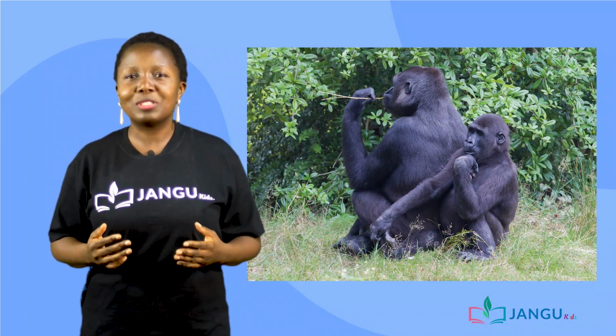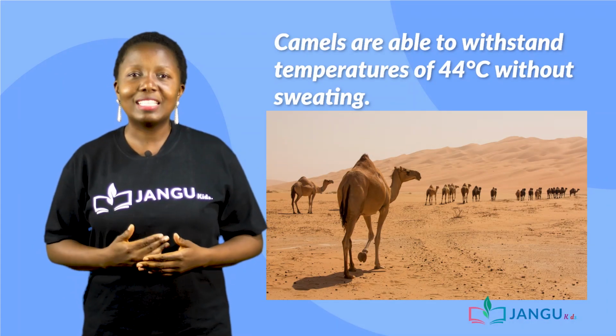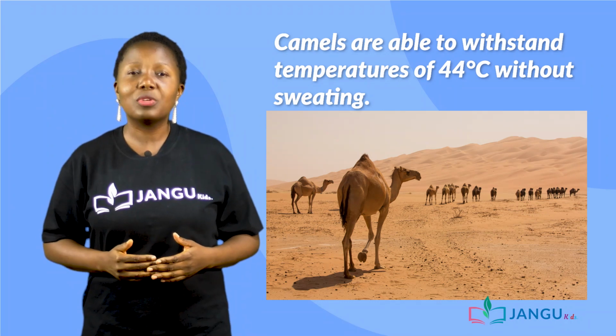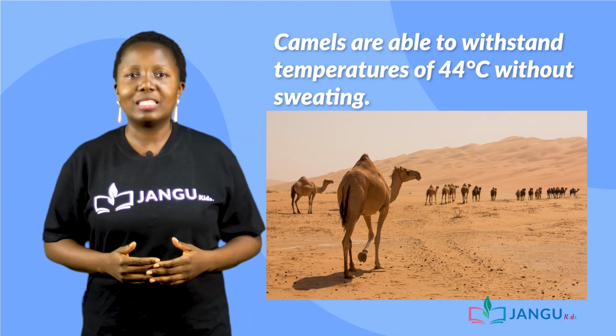Some mammals have a hairy skin to keep their body warm, and some have sweat glands to regulate the body temperature. Desert plants store water whenever it rains in their thick stem for future use because of water scarcity in the desert. Desert animals conserve water through reduced sweating. Camels are able to withstand temperatures of 44 degrees Celsius without sweating.